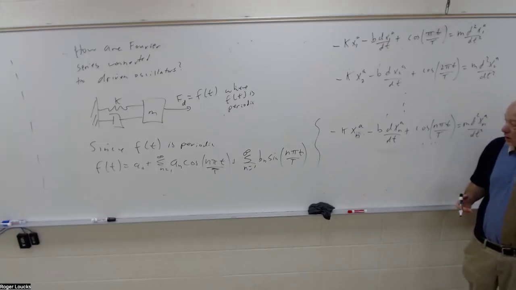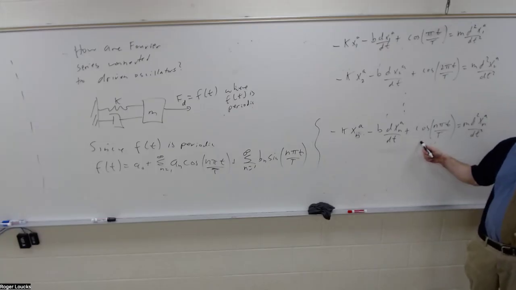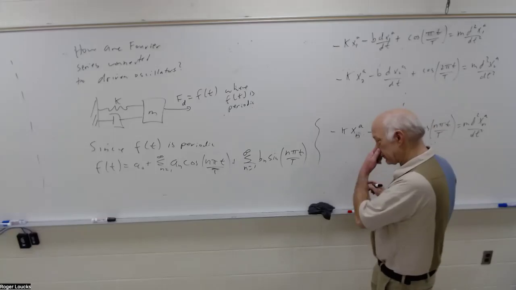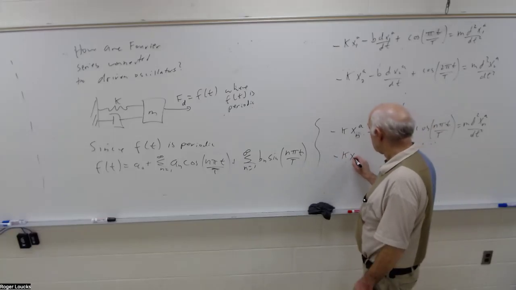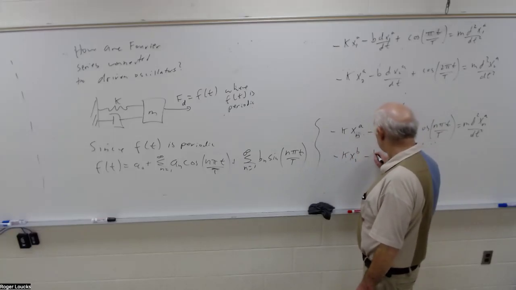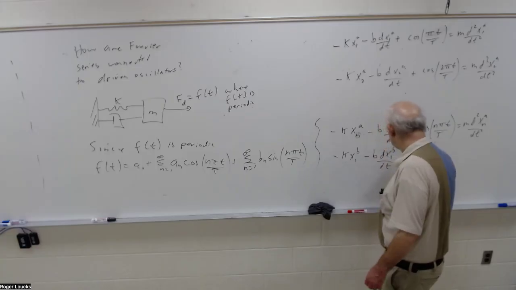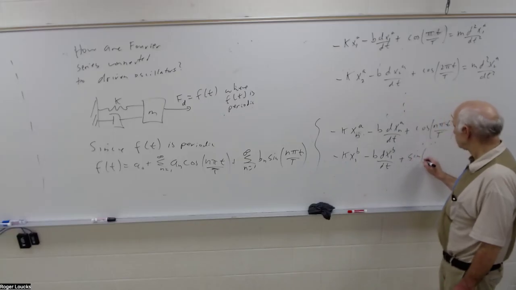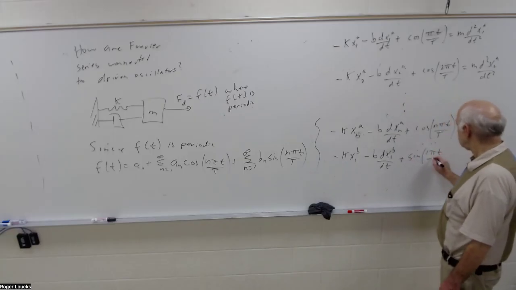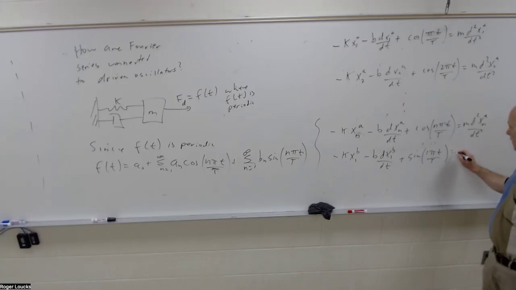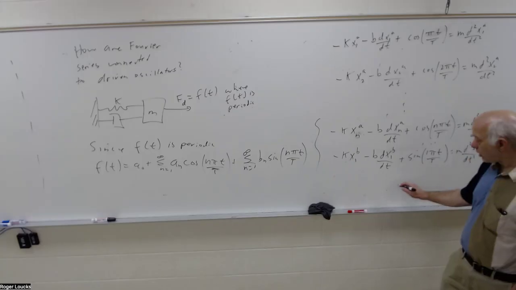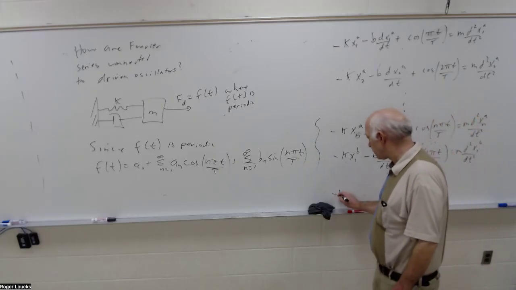What else could I do? I could also do the same thing if I had a sine term. I also said that this is going to be minus k x1b minus b dx1b dt plus sine 1 pi t over T equals m d2x1b dt2, like that. I could go all the way down to another one here. I'll just put the nth one here.